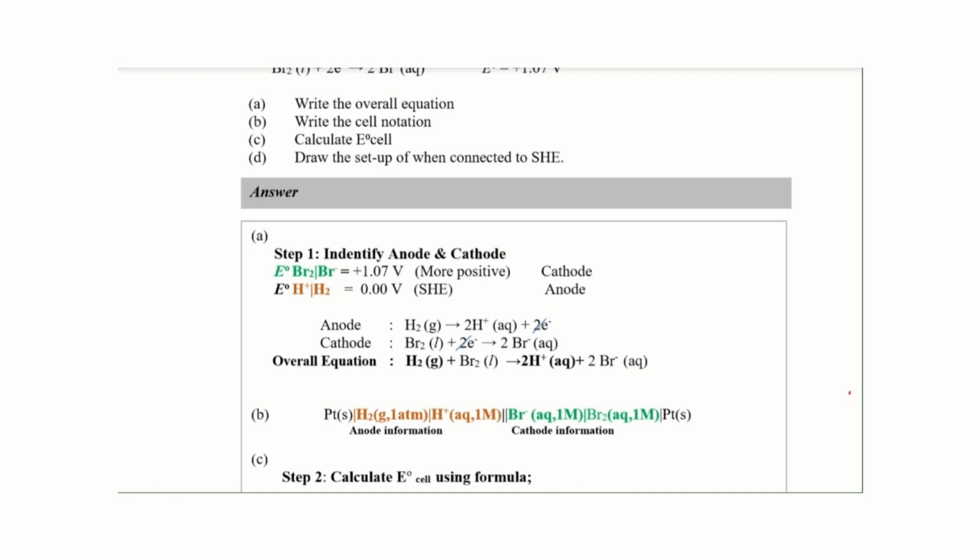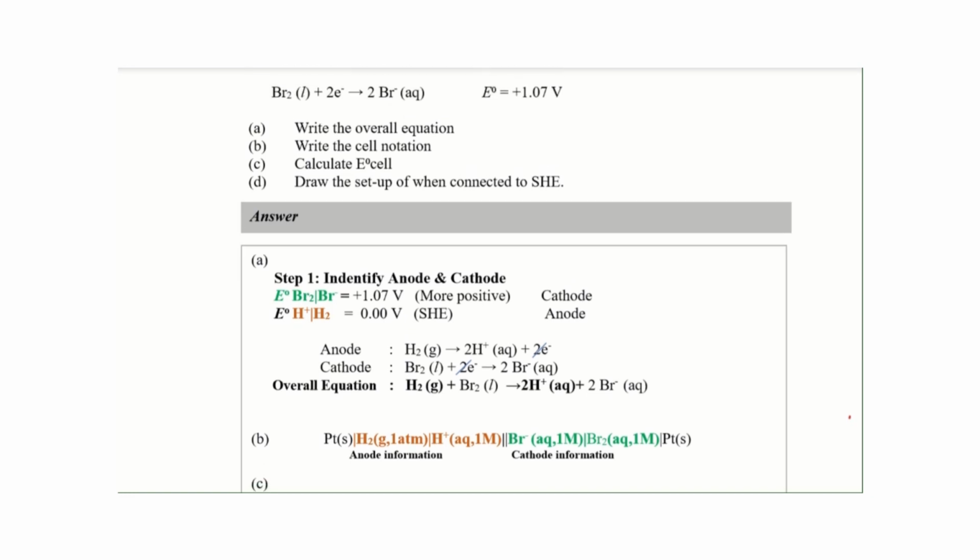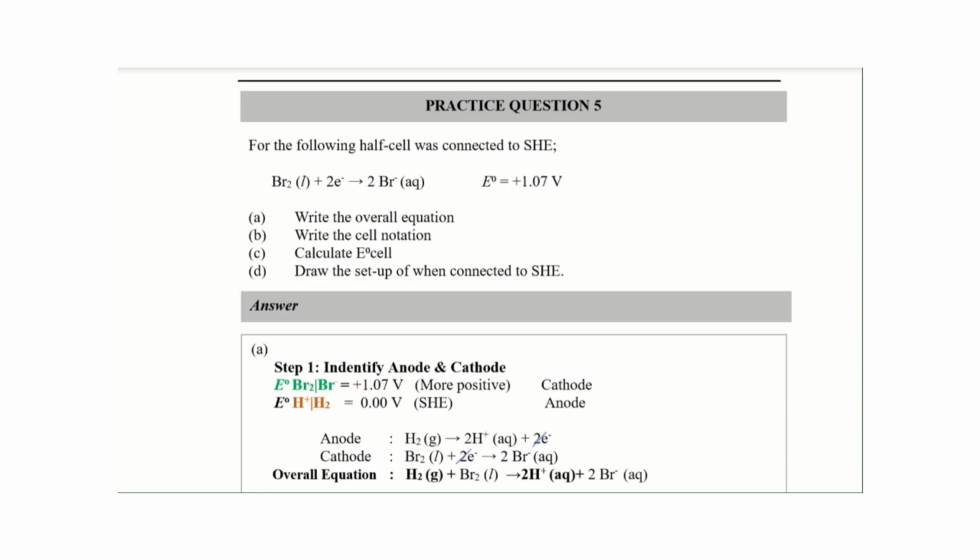A, first write the overall equation. So write overall equation, we have to identify anode or cathode, or we have to identify which substance undergoes oxidation at anode and which substance undergoes reduction at cathode. So how do we determine? We have to understand what information given in question. Given that half cell was connected to SHE, that means the system, the cell is involving between hydrogen and bromine liquid.